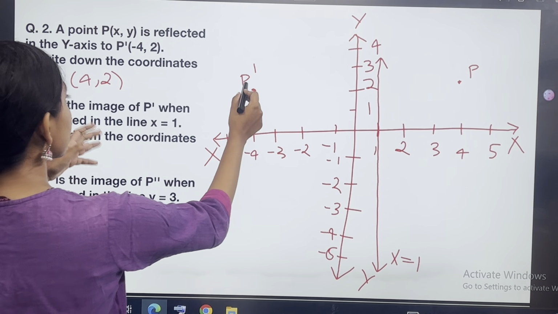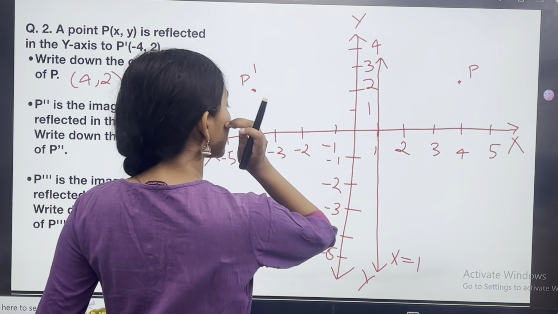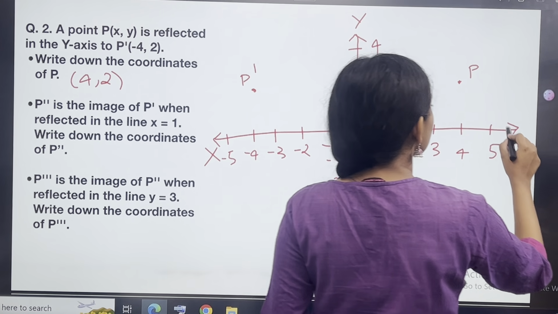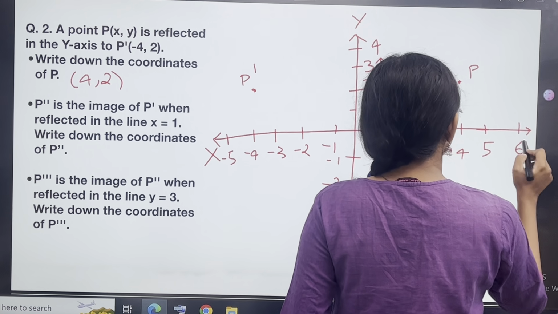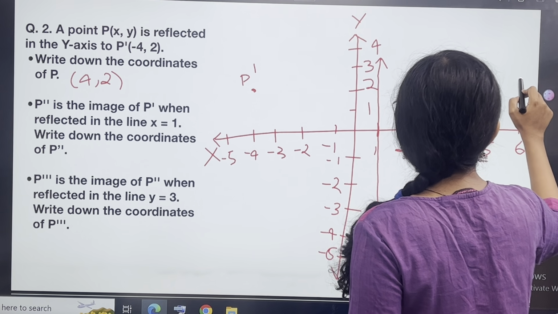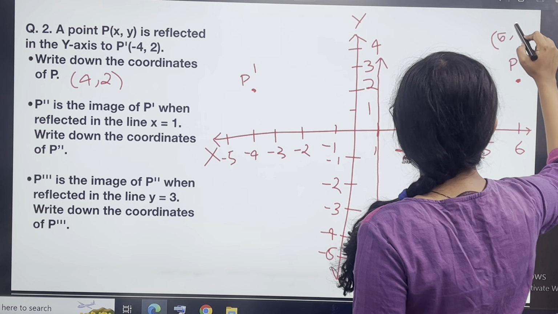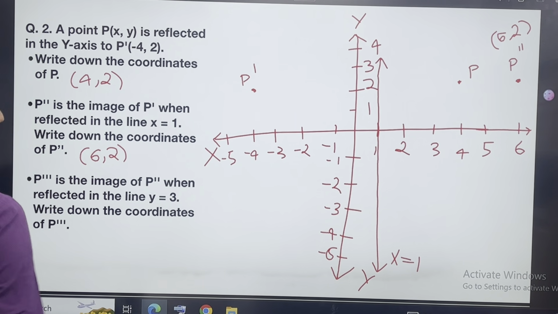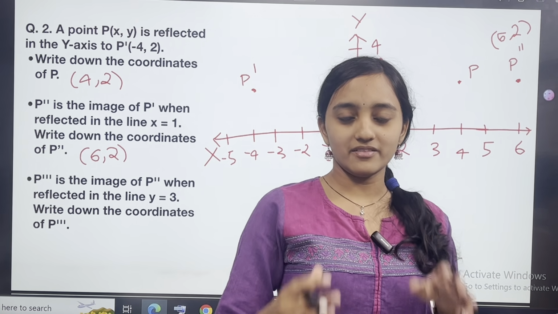Let us reflect this point P dash on x is equal to 1. What is the distance? 4, 5. 5 is the distance from (-4, 2). So when you move to this side, you have to have a distance of 5. Let us just extend it a little. So this side 1, 2, 3, 4, 5 and 2. So P double dash will be nothing but (6, 2). Is that clear, guys? You have to take the same distance from the point to the mirror on the other side as well.